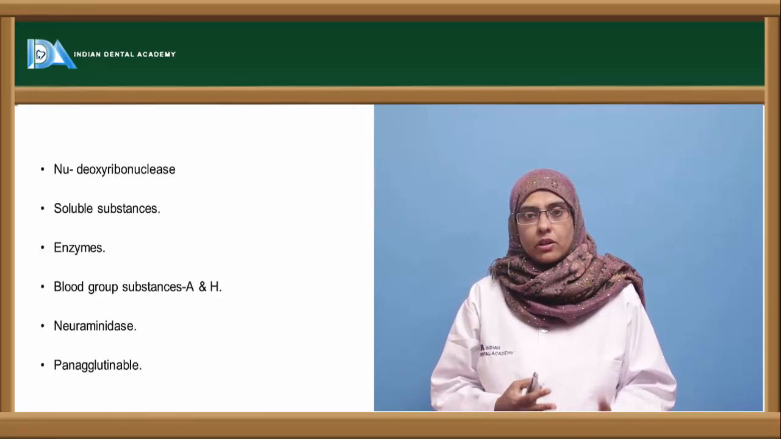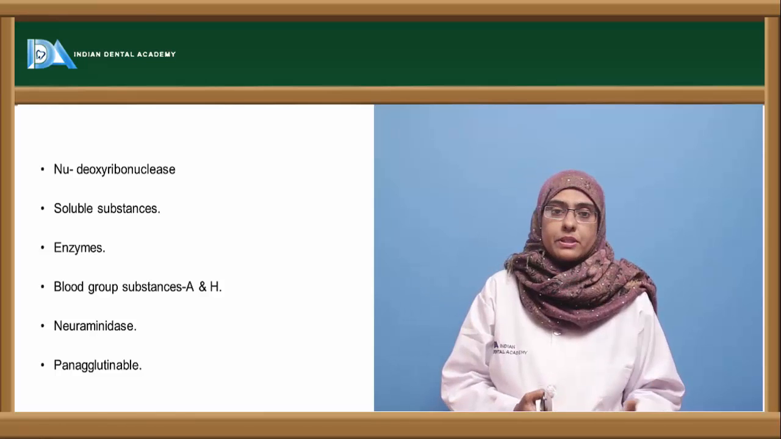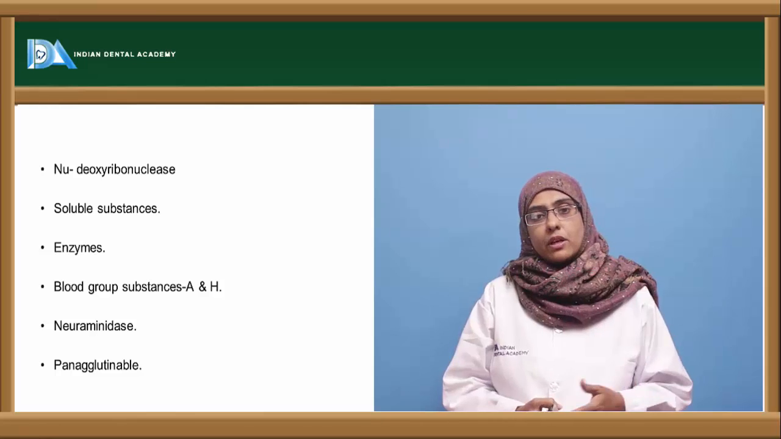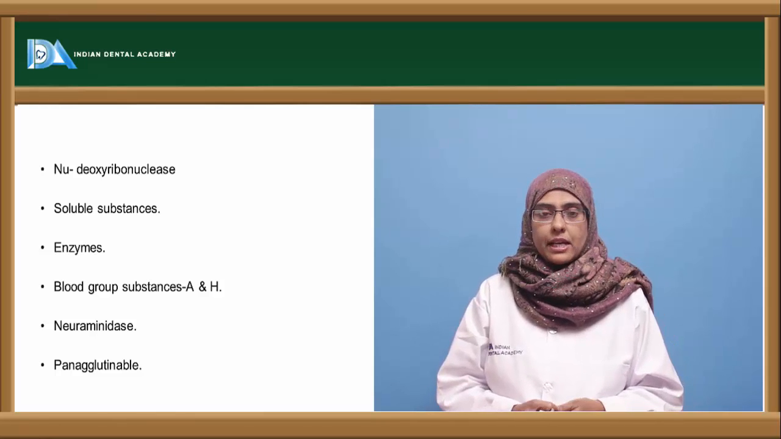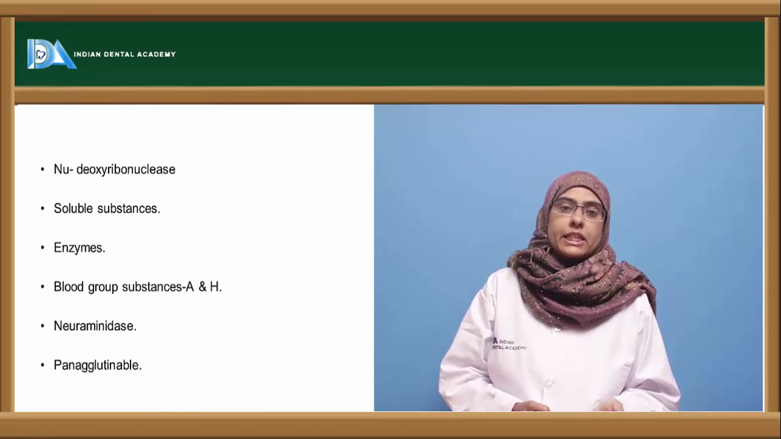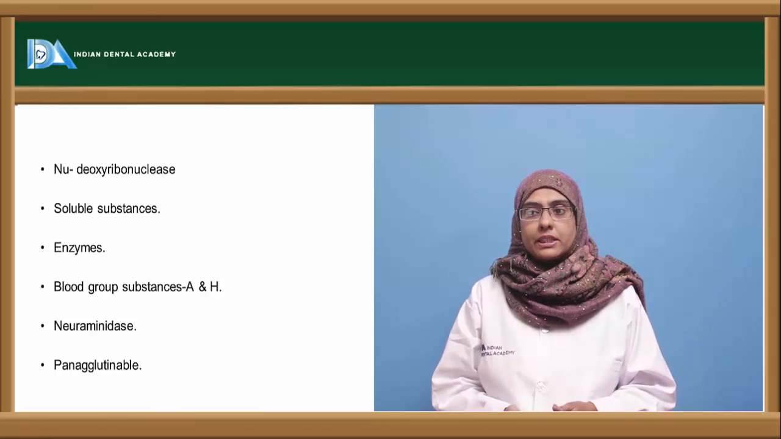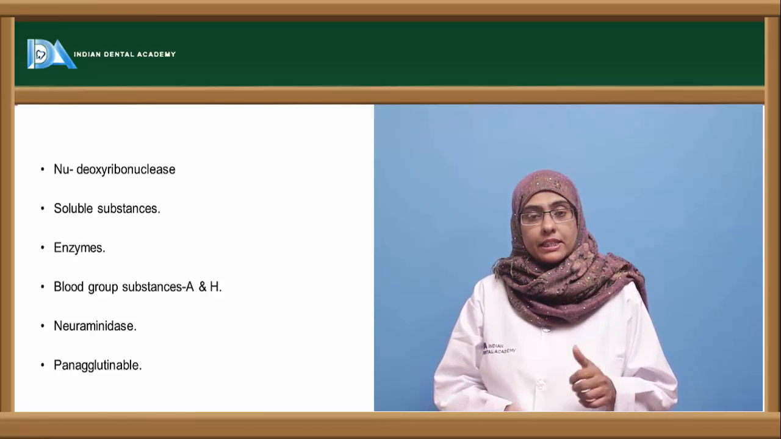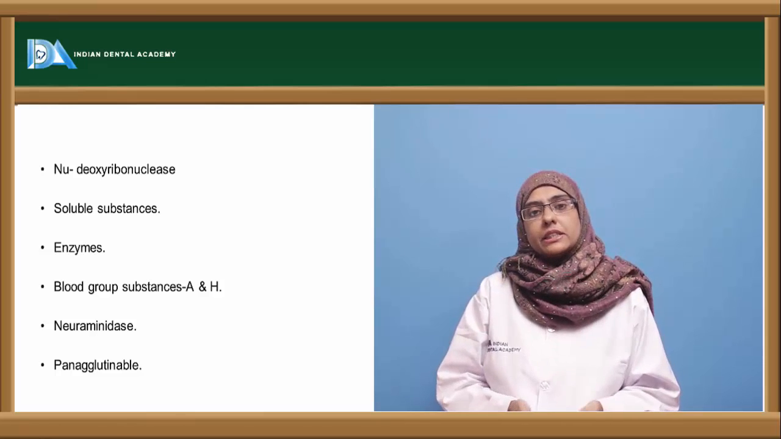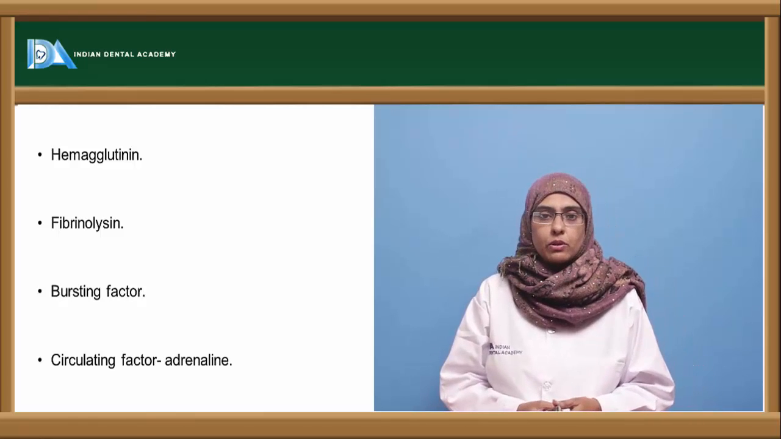Apart from these toxins, the organism also has the ability to release certain soluble substances which are enzymatic in nature, and these enzymes have the ability to act on blood group substances, A and H substances, and they are neuraminidase that interacts with the myxovirus receptors of the RBCs. These enzymes release certain substances that render the RBCs pan-agglutinable. Apart from that, they also show hemagglutinin activity.